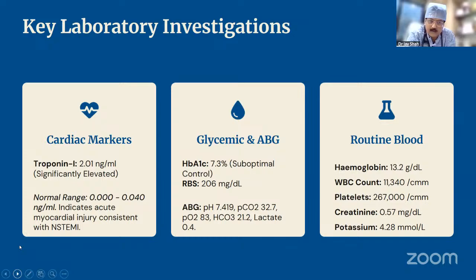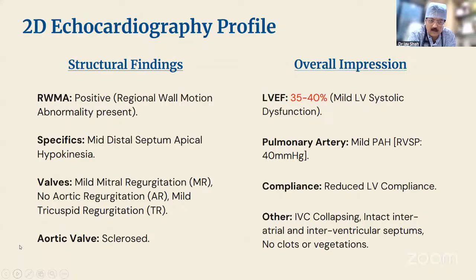With this background, echocardiography was performed, which showed a regional wall motion abnormality in the mid septum and the distal apical segment, with hypokinesia. Valvular regurgitation was mild in the mitral and tricuspid regions. The aortic valve was sclerosed. Ejection fraction was 35 to 40% with LV systolic dysfunction. Pulmonary arterial pressure was 40 millimeters of mercury, mild PAH with grade 1 diastolic dysfunction. IVC was collapsing, and there were no other major signs and symptoms.